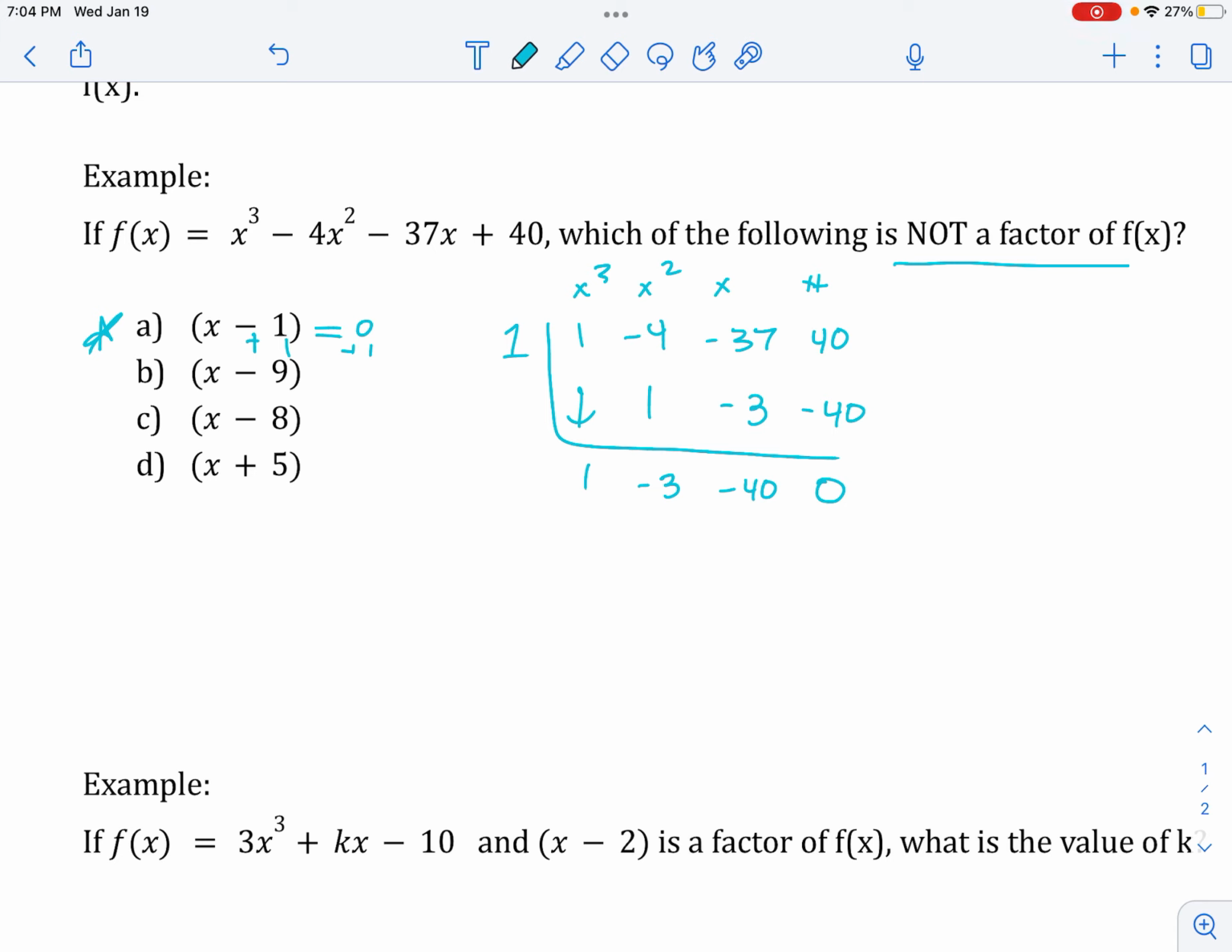Now it looks like that gave me a 0. So is that a factor? Yes. Now they say which one's not a factor. I have to cross this off because that clearly is a factor. The remainder is 0, it's a factor, not my answer.